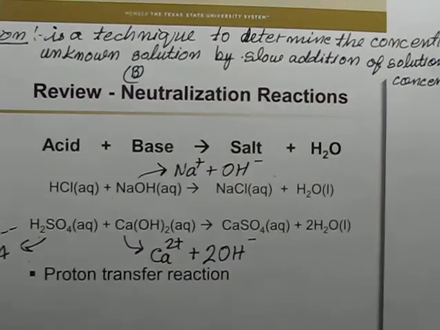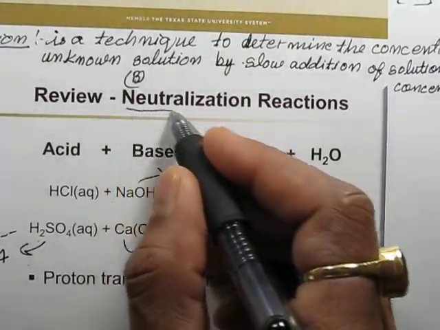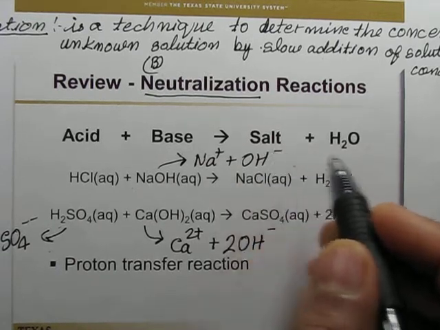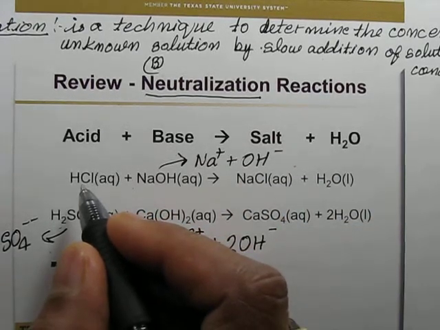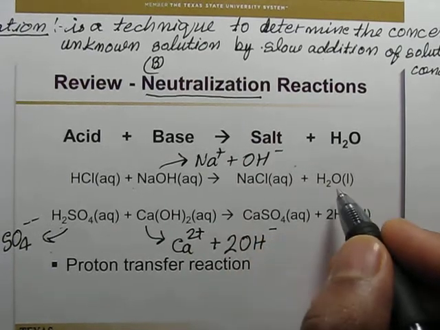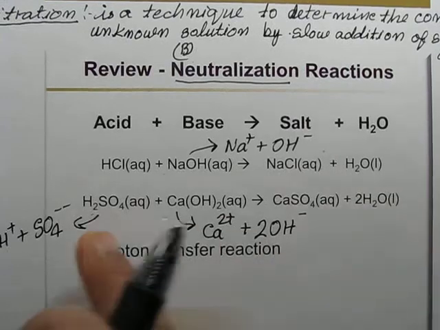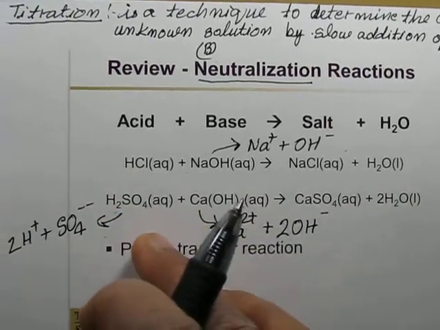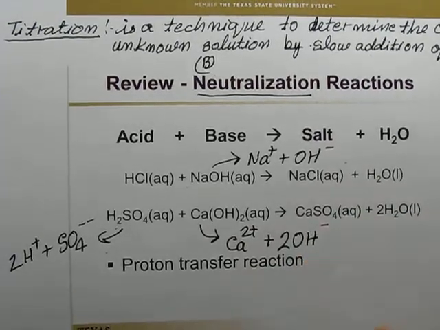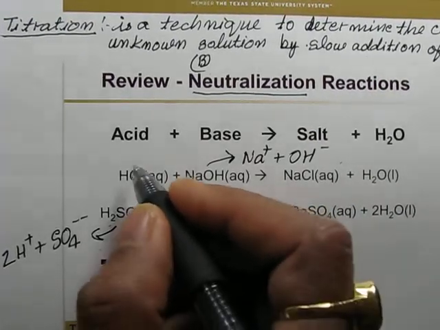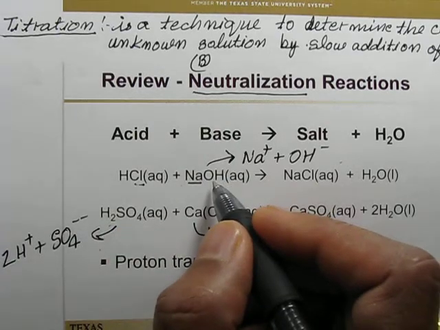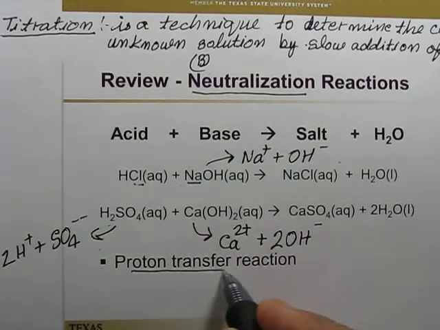So basically titration is a neutralization reaction which occurs in water. The simplest example is an acid and a base. When they react, they form salt and water. For example, strong acid HCl and strong base sodium hydroxide, when they react, form sodium chloride salt and water, right? Another example is sulfuric acid H2SO4 and calcium hydroxide. When they react, they form calcium sulfate and water. Here is one important thing: sodium is binding with the chloride ion and hydrogen is binding with the hydroxide ion to make water. That is why it's called a proton transfer reaction.